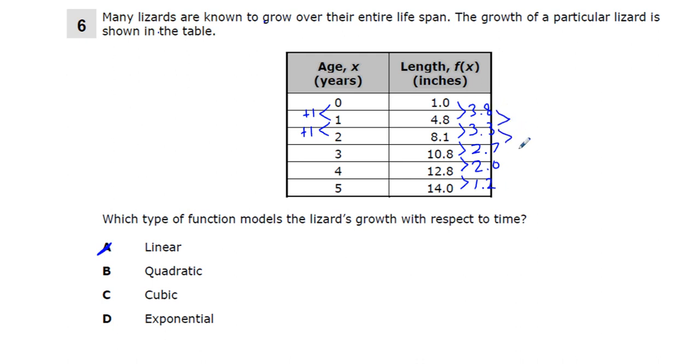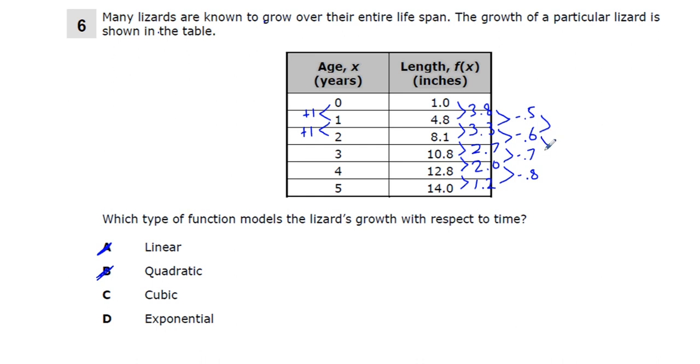Next, we're going to graduate to second differences. We have 3.3 minus 3.8, that's going to be negative 0.5. We have 2.7 minus 3.3, that's going to be negative 0.6. We have 2.0 minus 2.7, that's going to be negative 0.7. And then we have 1.2 minus 2.0, which is negative 0.8. And so our second differences are not the same, so we are eliminating quadratic.